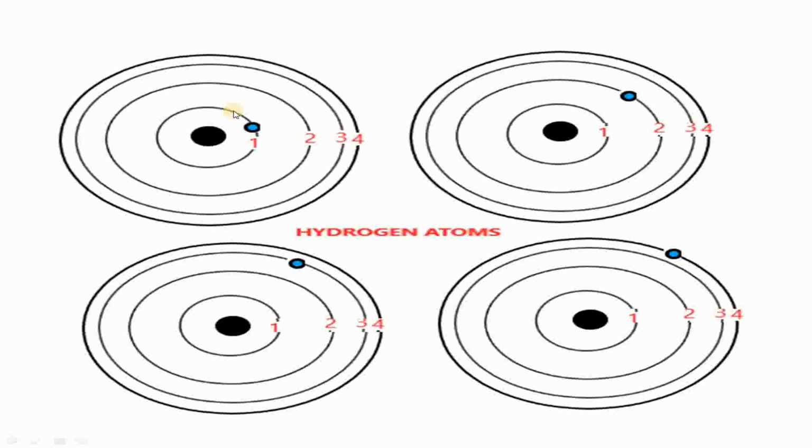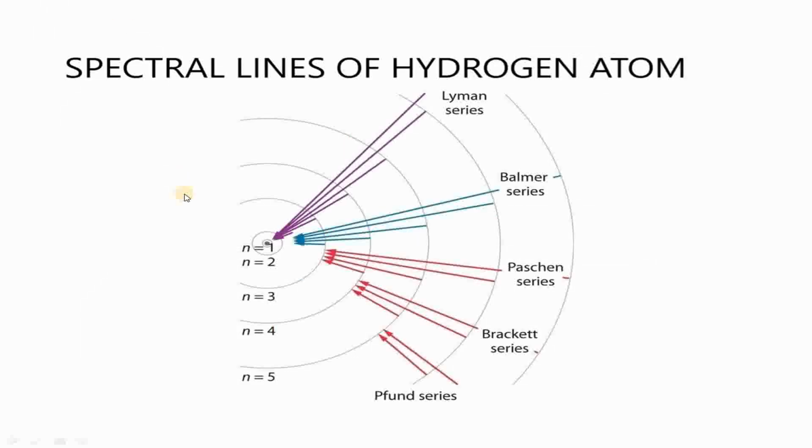Every element has its own characteristic line spectrum. The line spectrum of hydrogen is the simplest of all the spectra. Each line has a specific wavelength. It contains a number of groups of lines. They can be classified into various series. As you can see in the picture, this is the first series.